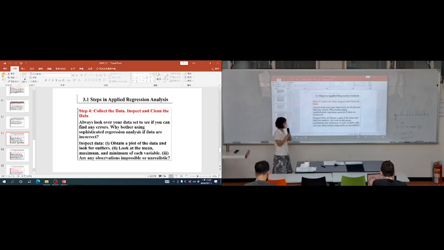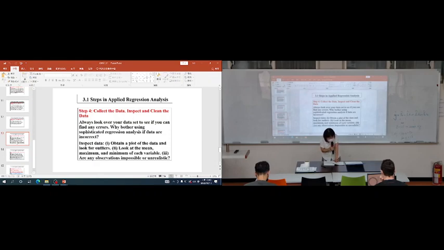Okay, so look at the plot and look at the mean, maximum, minimum of each variable. Are any observations impossible or unrealistic? After you have the data, you check the summary statistics. I think this is one of the steps in our second assignment. We have to follow the steps. So step 4 is step 2.